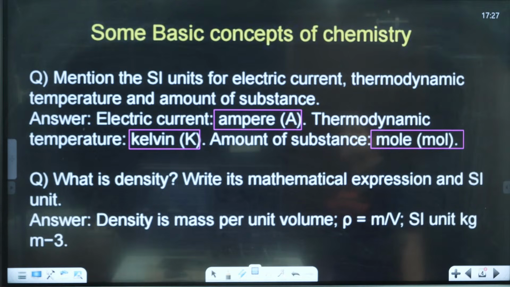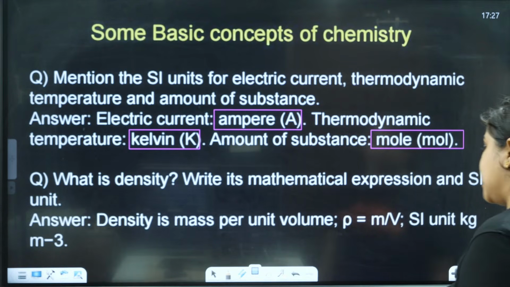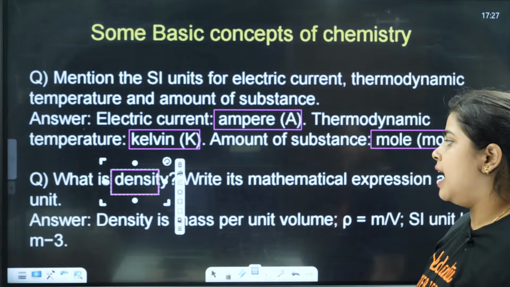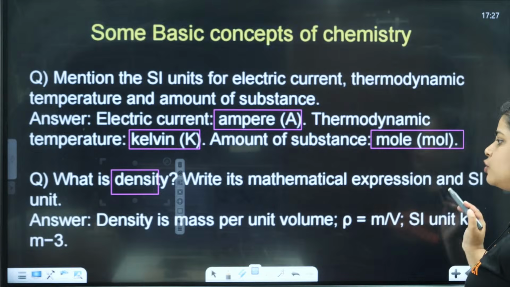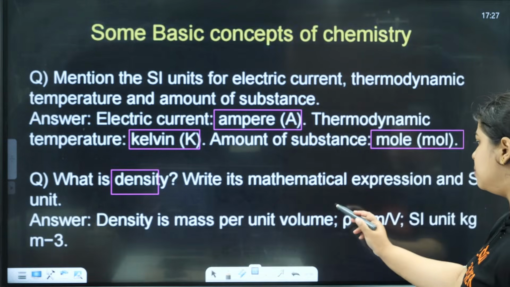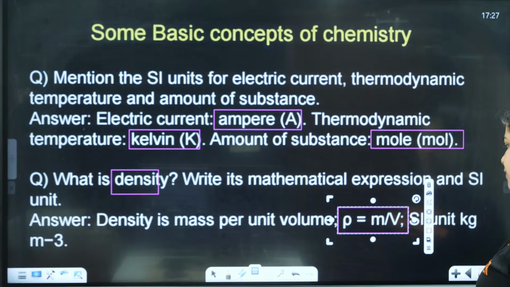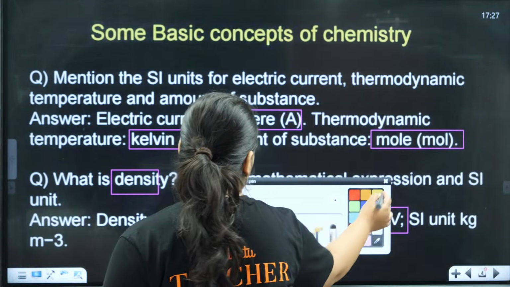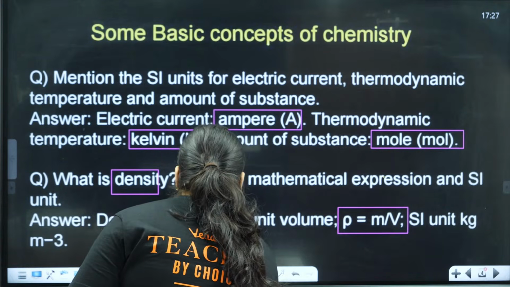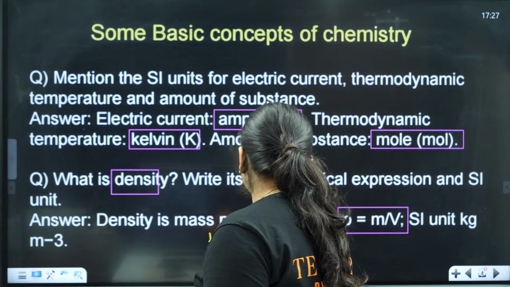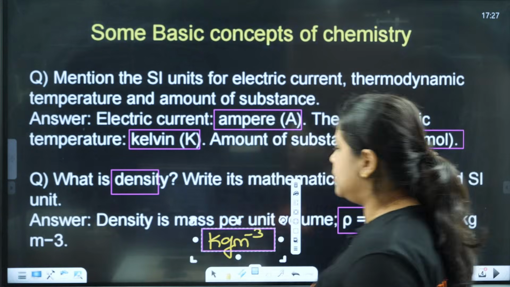Next, what is a density? Its definition, mathematical expression and SI unit. So density is mass per unit volume, that is going to be m divided by v. Density is equal to m divided by v. SI unit is going to be kg per meter cube. I'll write it once again here. Kg per meter cube. This will be the unit.